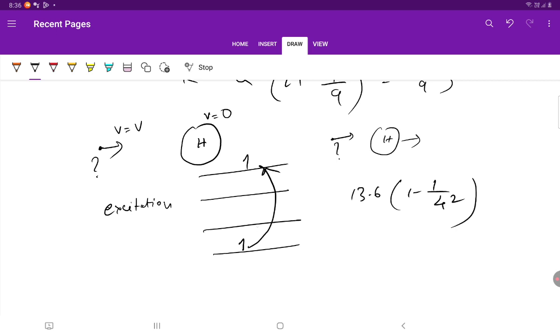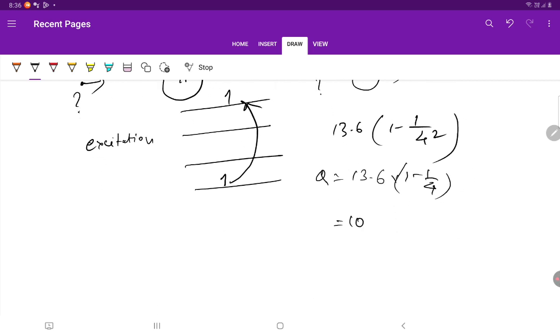Now suppose you want to excite the electron to the second level. What is the energy? The Q value of the reaction will be 13.6 into (1 minus 1 by 2 squared). If you find the value, you will get 10.2 electron volts. Now one thing I can say is that the kinetic energy is the mass of the targeting particle upon the mass of hydrogen, plus 1, into 10.2. This is the kinetic energy of the targeting particle required.